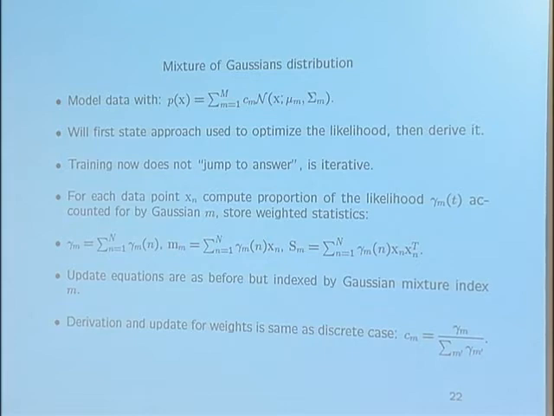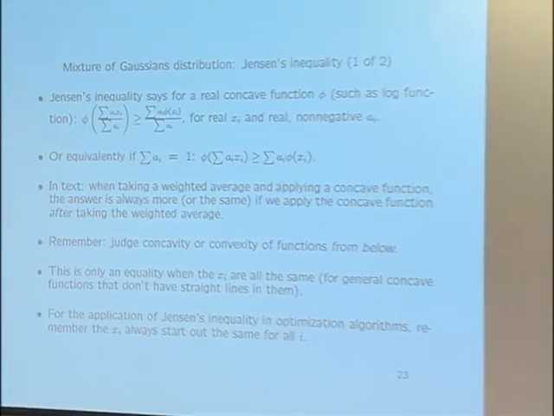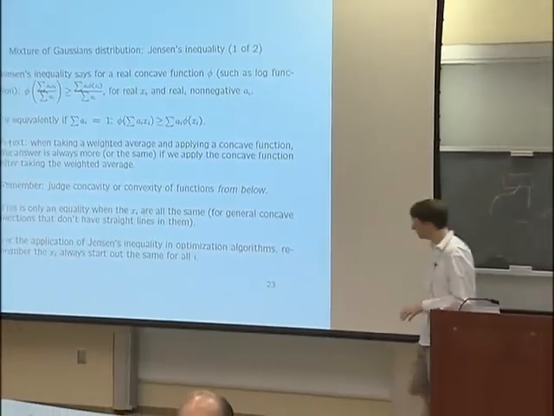So now I've explained how the update works. I'm just going to explain some of the math behind why we do this. And it involves this thing called Jensen's inequality.